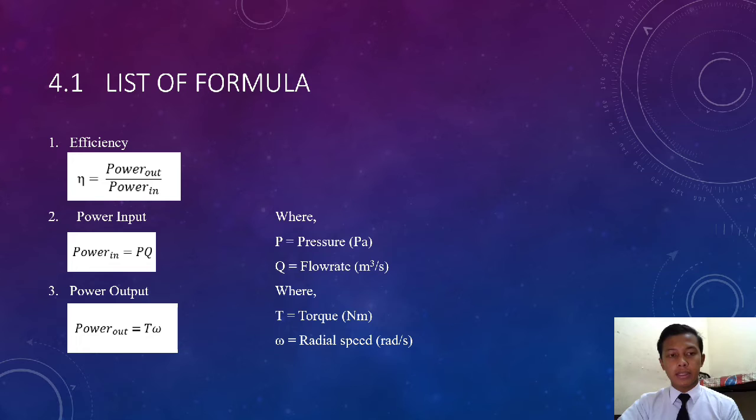Okay, here we can see the list of formulas. First, the efficiency equals power output over power in. Then the power input equals PQ, where P is the pressure and Q is the flow rate. Then the power output equals T omega, where T is the torque and omega is the angular speed.